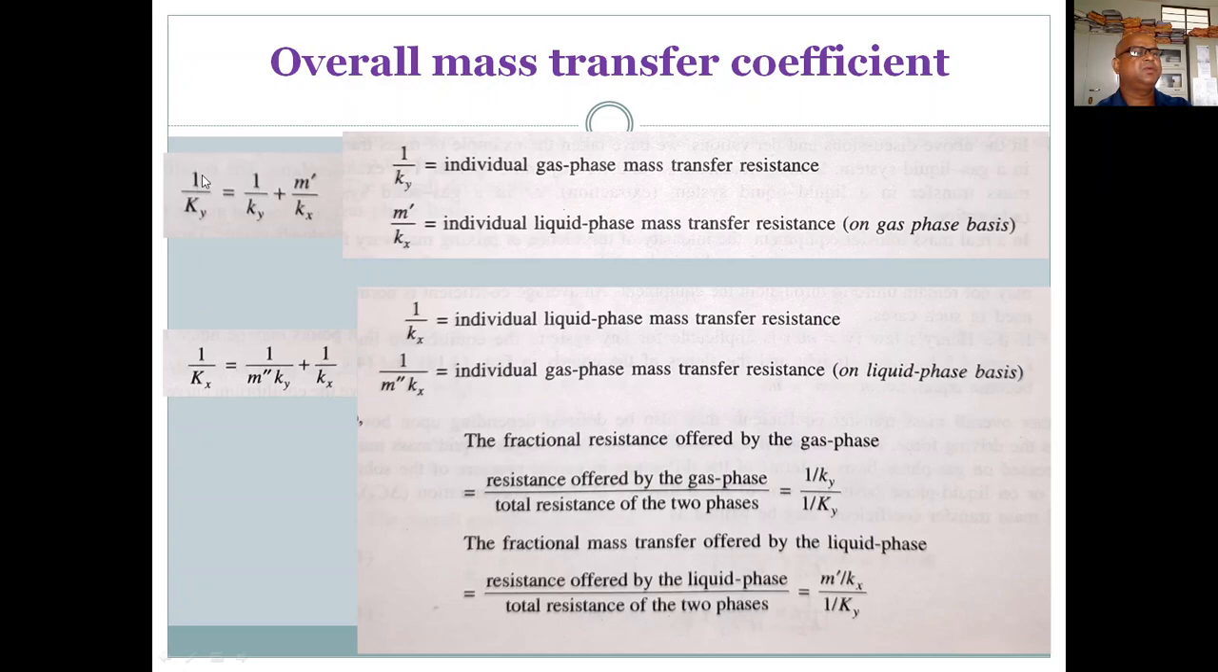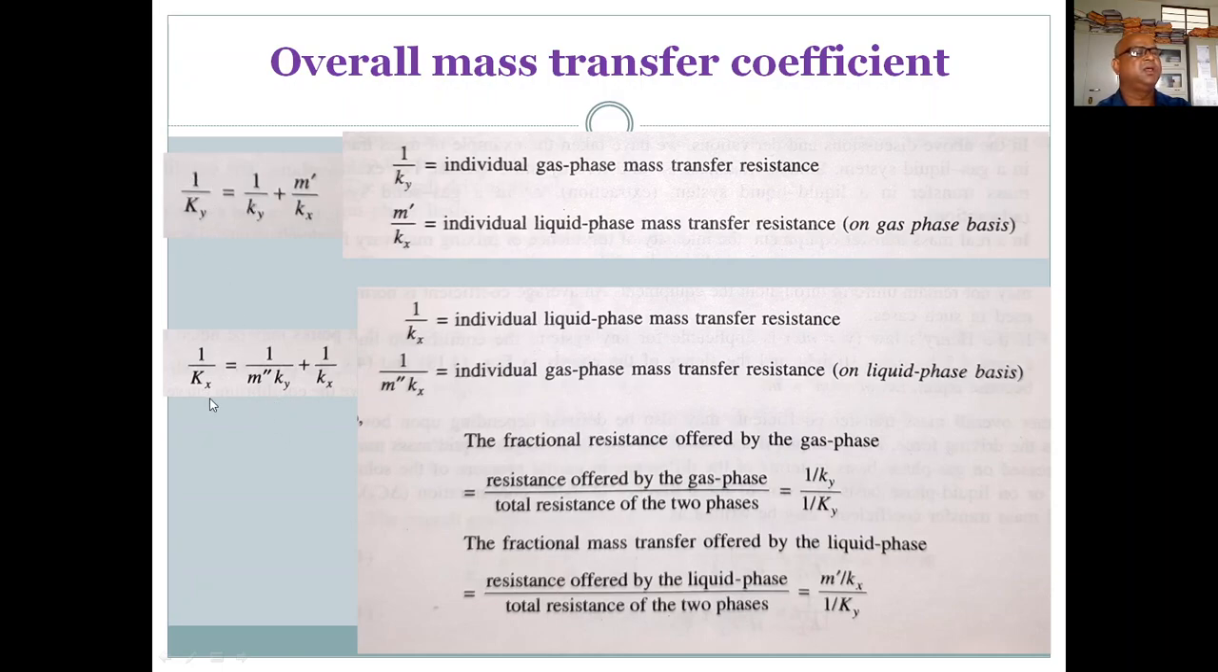Similar thing: 1 by capital Ky equals 1 by small ky plus m dash by kx. So 1 by ky is the individual gas phase mass transfer resistance. This resistance is coming from the gas phase, and m dash by kx is the individual liquid phase mass transfer resistance on gas phase basis. So this plus this will be your total resistance.